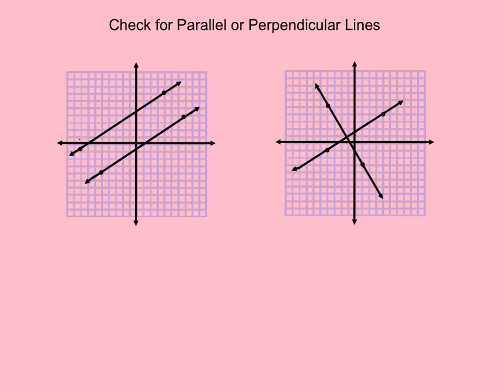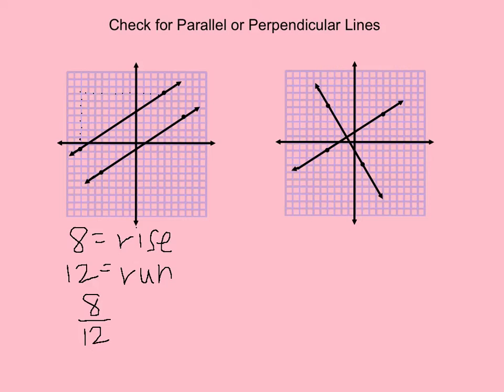I need to go up 1, 2, 3, 4, 5, 6, 7, 8. So up 8, that's my rise. My run is going to be over 1, 2, 3, 4, 5, 6, 7, 8, 9, 10, 11, 12. 12 is my run. So my slope is 8/12. But we can reduce that. We can divide both of those by 4. So my simplified slope is 2/3.